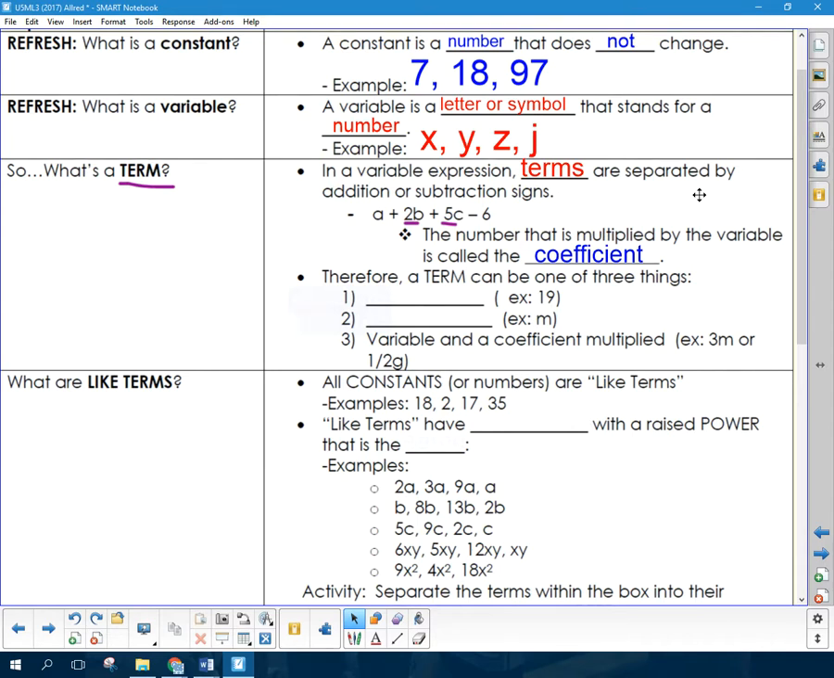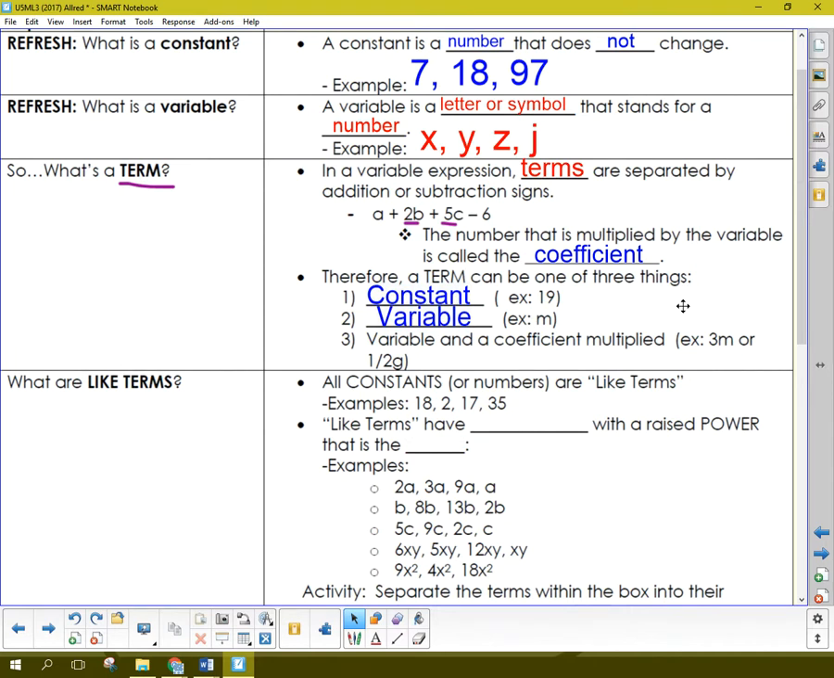With all that in mind, since terms can be separated by addition signs or subtraction signs, a term can be one of 3 different things. A term can be a constant, like 19, or a variable, like m, or it can be a variable and a coefficient multiplied together. Those are the only 3 things that terms could be: constants, variables, or variables with coefficients.